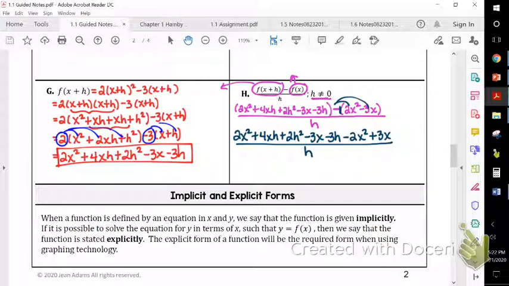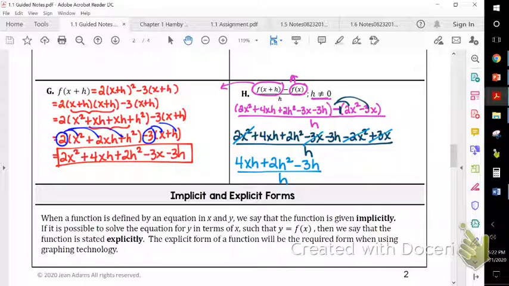Now that numerator looks fun, but if you really look at it, you'll notice it's got like terms. So let's go through that. So I see I have a 2x squared that'll cancel. I'm left with a 4xh, a 2h squared, the negative 3x and plus 3x will cancel, and a minus 3h all over h. Now look at your numerator. When you have a difference quotient like this, it is not a coincidence that every term in the numerator has an h in it, okay?